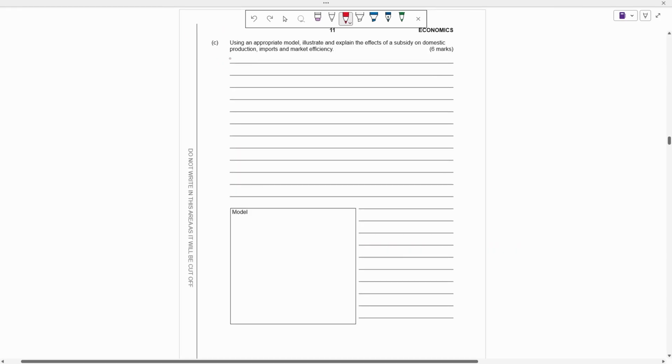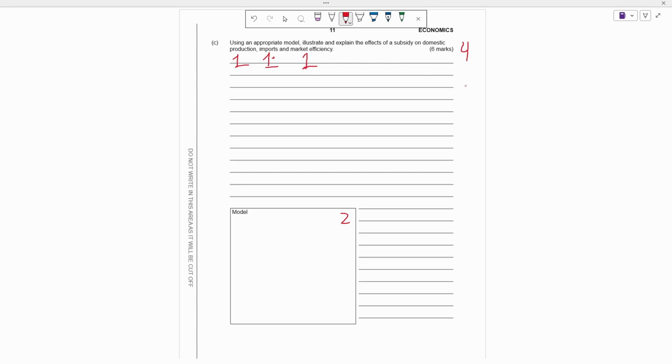Part C, using an appropriate model, illustrate and explain the effects of a subsidy on domestic production, imports, and market efficiency for 6 marks. So we know our model is going to be 2 marks, and that gives us 4 marks for our explanation. So it's safe to say there's going to be 1 mark for market efficiency, 1 mark for imports, and 1 mark for domestic production. And we have that extra mark somewhere.